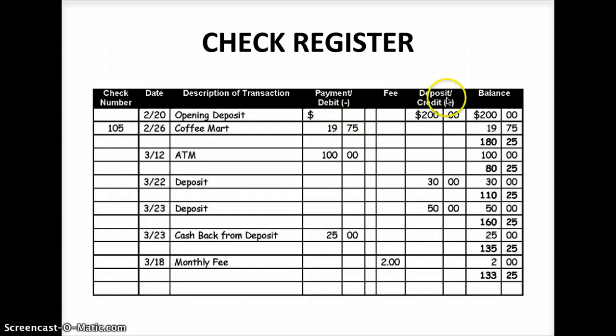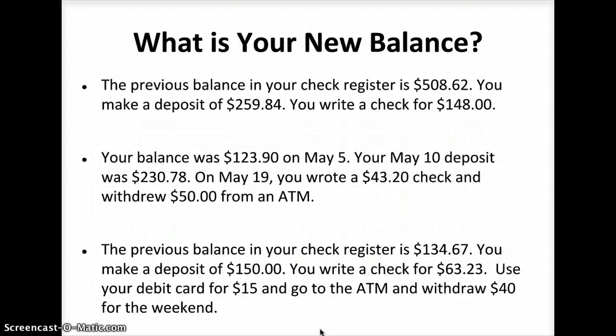Payment or debit is a negative and deposit is a plus. And the balance is the total you have going. You can see you get monthly fees, for example, which you have to pay your bank, and ATMs you're going to have to pay your bank, and of course interest is not on this slide. So previous check registry says 50862, you make a deposit and you write a check, so it's plus and minus, and you want to go through these exercises.